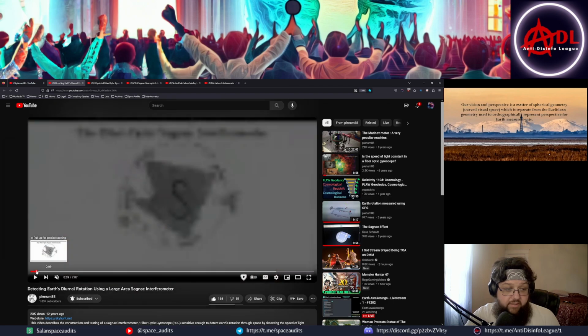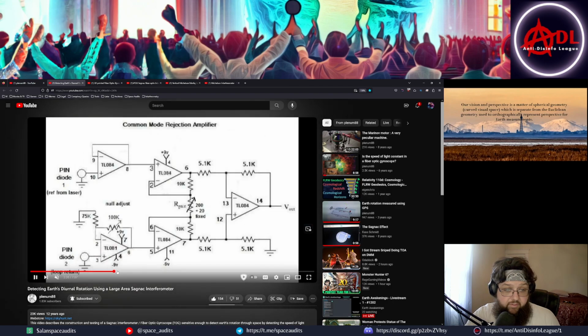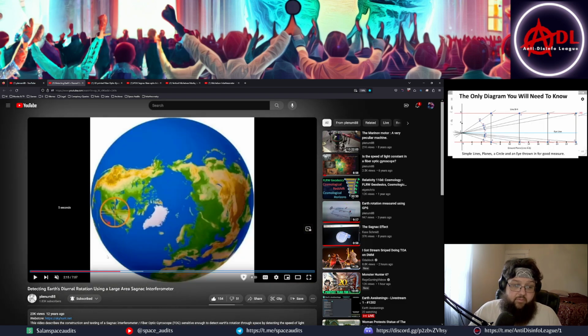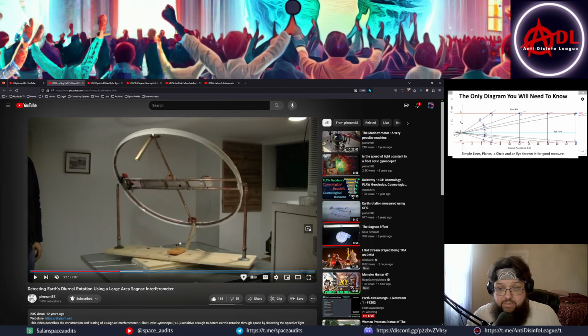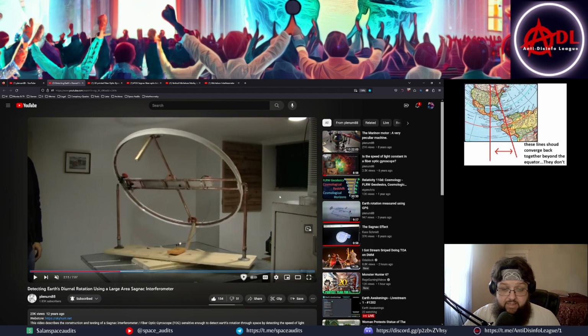So I'll just let him kind of skip through it a little bit. This apparatus is what we call a classic Sagnac interferometer, right? This is a fiber optic cable in a circular configuration. It's orientated north-south, and then east and west is going to be along this axis.